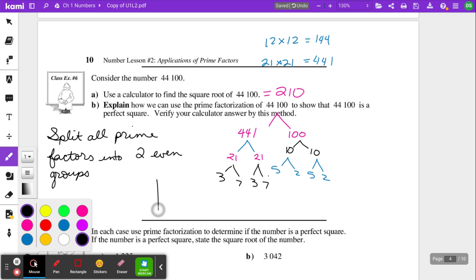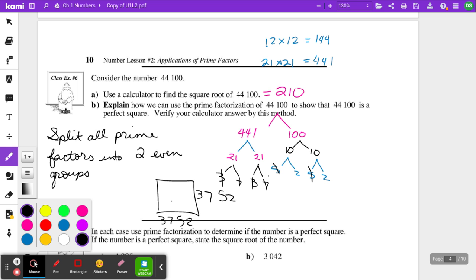So think of it like this. Here's a perfect square. If I put the 3 on one side of the square, do I have a 3 to go on the other side? Yeah. If I put a 7 on this side, do I have a 7 to go on this side? Yep. Good. If I put a 5 on one side, do I have a 5 to go on the other side? Yeah, so you're making your square as we go. Do you have a 2? Yeah, you do. So what is the actual perfect square root? It's 3 times 7 times 5 times 2, 210. Make sense? Let's put all your prime factors into two even groups. Well done.